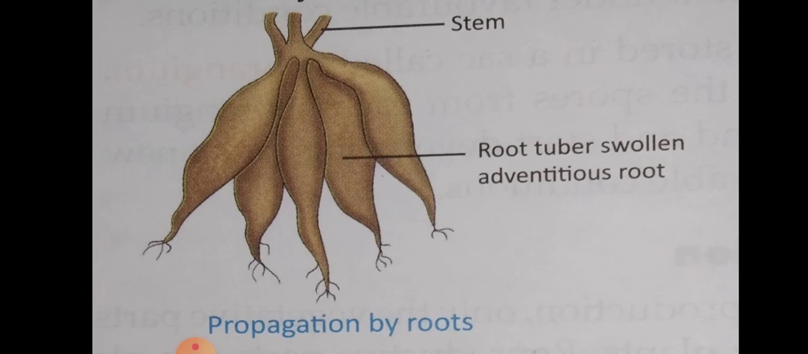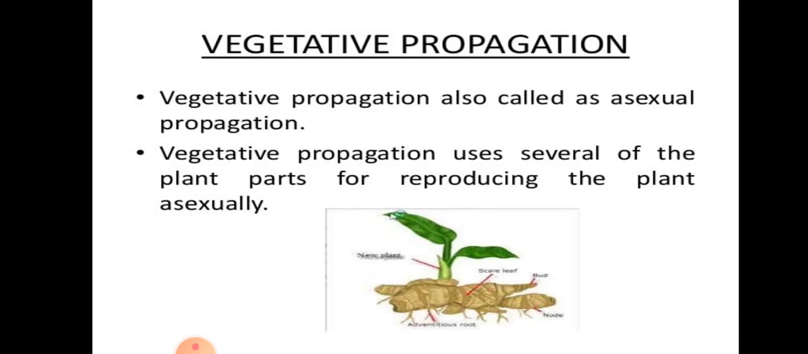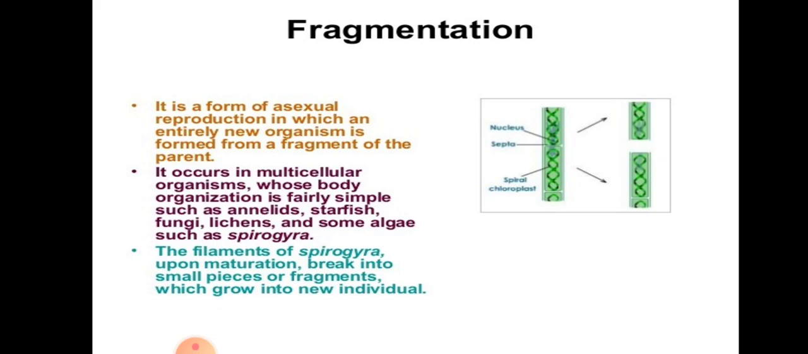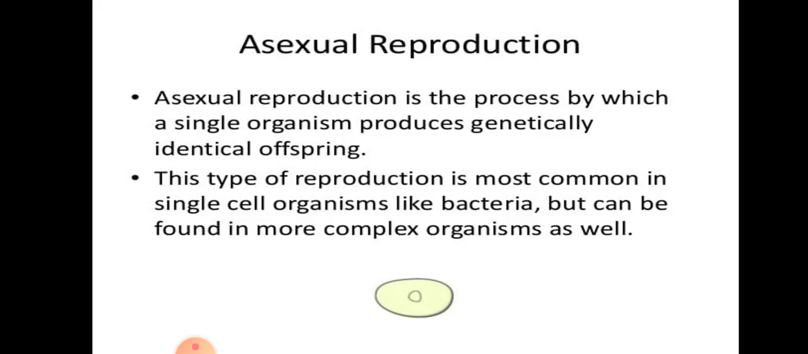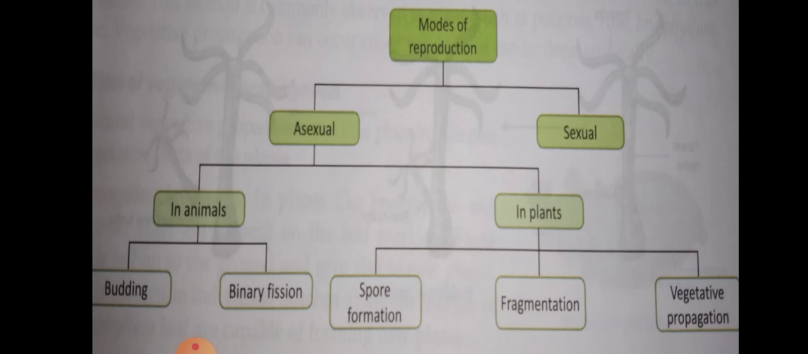So today we studied about reproduction. So what is reproduction? The process by which organisms produce new individuals of their own kind is called reproduction. Then we studied about the modes of reproduction: asexual reproduction and sexual reproduction. Asexual reproduction in animals is by the modes of budding and binary fission. In plants, it is spore formation, fragmentation, and vegetative propagation.